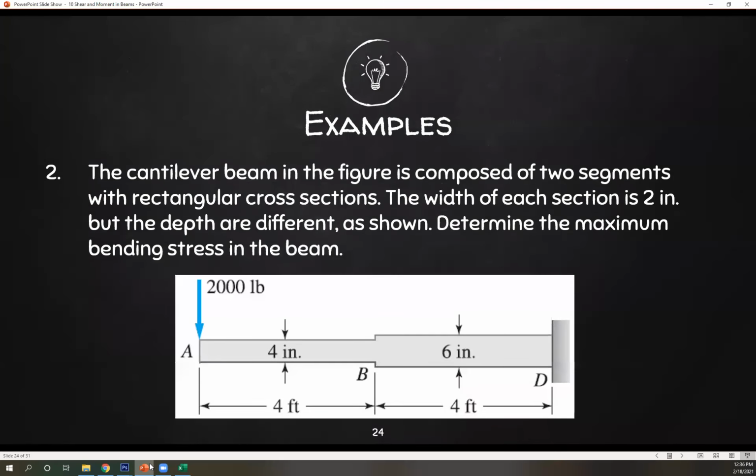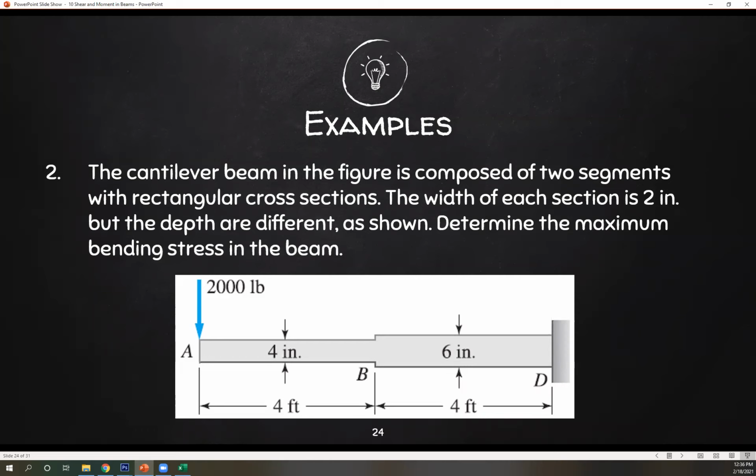The cantilever beam in the figure is composed of 2 segments with rectangular cross sections. The width of each section is 2 inches, but the depths are different, as shown. Determine the maximum bending stress in the beam. Okay, so you don't have a uniform beam anymore. You have this 4-inch height or depth, and this beam has a 6-inch height or depth, right? So we're looking for maximum bending stress.